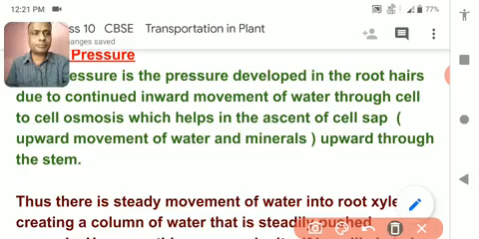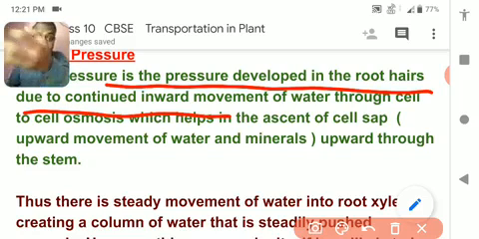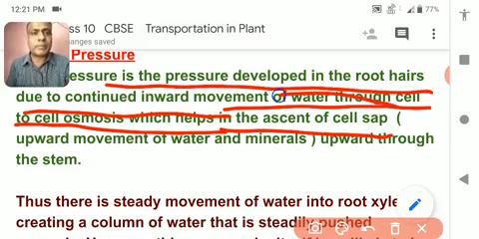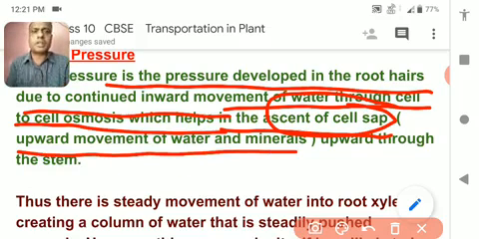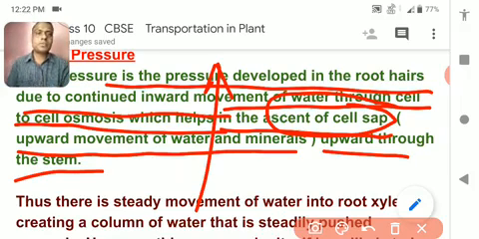So let's see, root pressure is the pressure developed in the root hair due to continued inward movement of the water through cell to cell osmosis, which helps in the ascent of sap. Ascent of sap means upward movement of water and minerals. Upward movement from root to leaves. Upward movement of water and minerals is called ascent of sap. So the root pressure is very important.